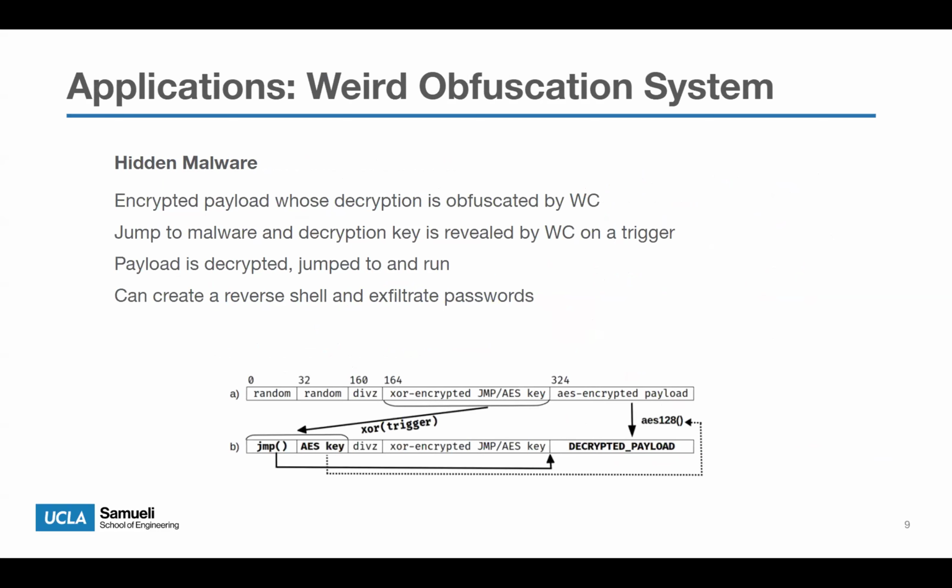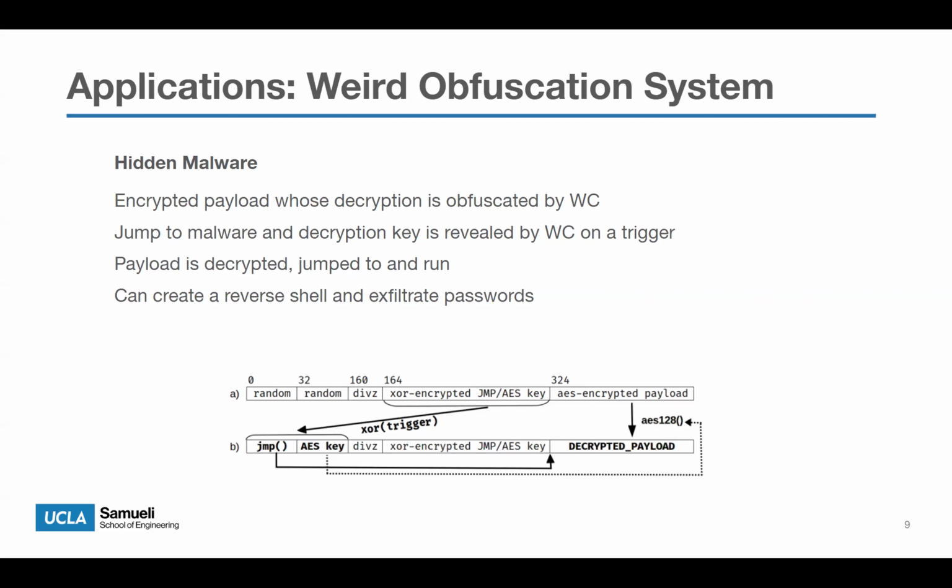Yeah, so what are some applications, or what can we use this for? So the first one that the paper talks about is an obfuscation system, which is just like hidden malware or a hidden program of anything that you want to do on the computer. So you have an encrypted payload that is what you want to execute. It could be like a reverse shell. It could be something to exfiltrate a password, something like that.